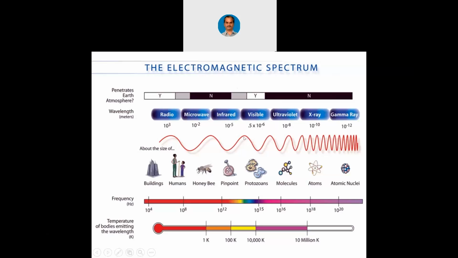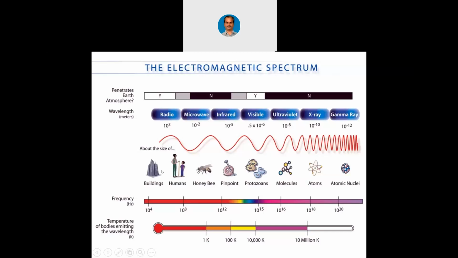Now look at the size. As wavelength is reducing, the frequency is increasing. At the upper side, it is the wavelength that is given. And you can see this wave that is moving, frequency is increasing.